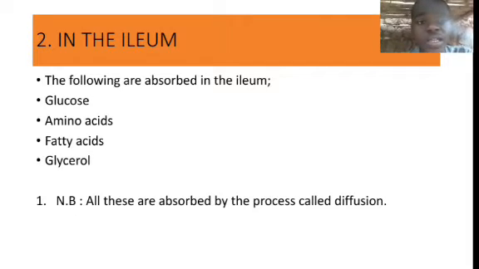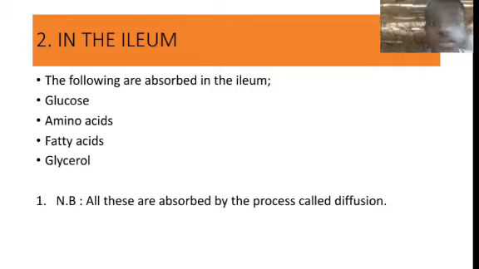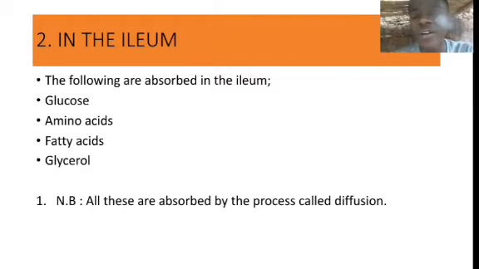But all these are absorbed by the process called diffusion. Diffusion is the movement of substances from a region of higher concentration to a region of lower concentration. For example, if you have amino acids concentrated in one place, they are absorbed to places where they are in a low concentration.